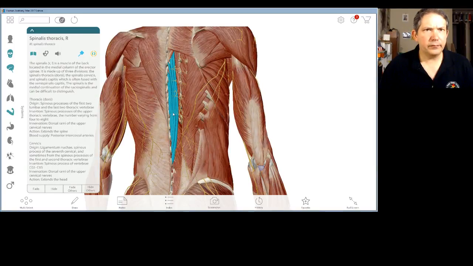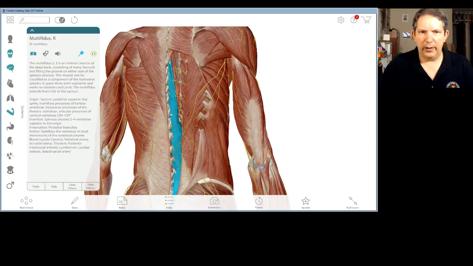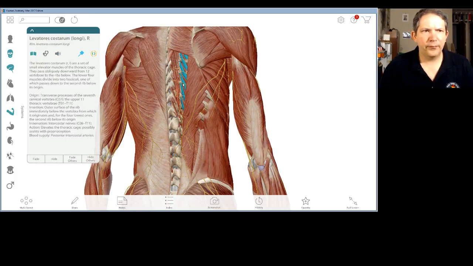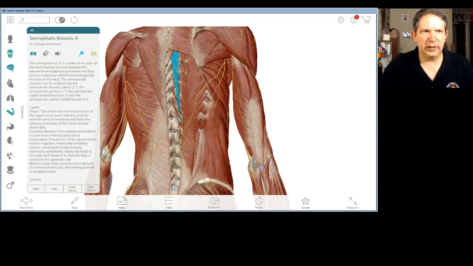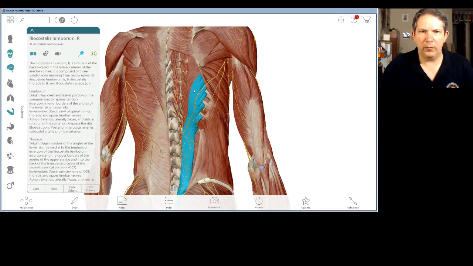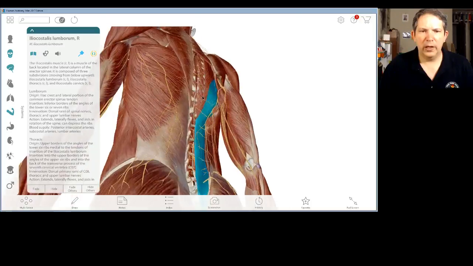And we see how deep we can go into the back here. And we get spinalis, thoracis, and multifidus. Multifidus. Anyhow, lots of deep muscles that I'm not going to say anything about. Iliocostalis, lumborum, and so forth.